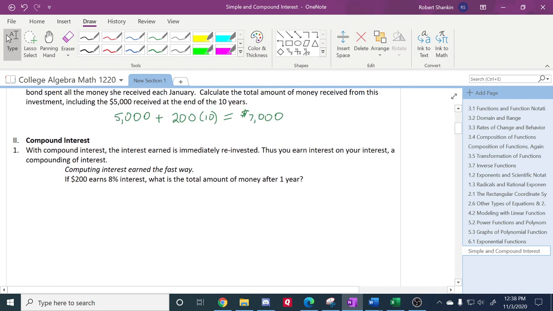But what I want you to do is, if $200 earns 8% interest, what is the total amount of money after 1 year? So everybody compute that. And again, you can type your answer into your computer, but don't hit enter into your group chat quite yet. Work individually first. Okay, go ahead and hit enter. See what others have inputted.